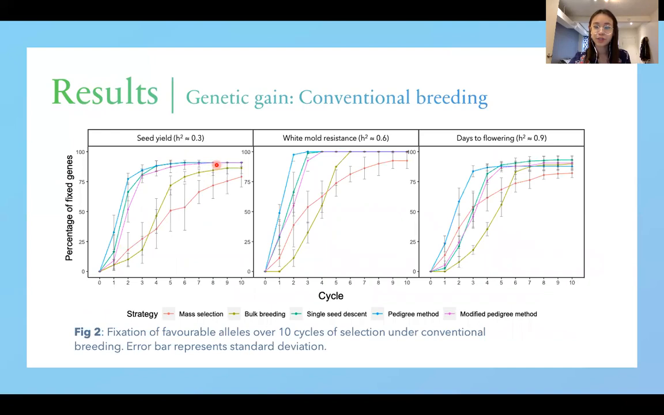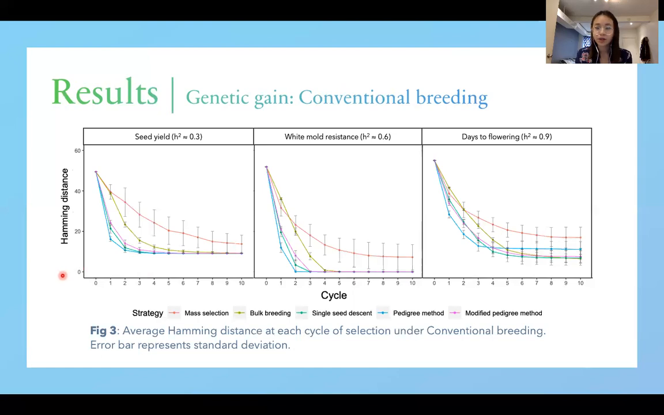So this figure is showing the allele fixation rate for the different traits. And we can see that single seed descent, pedigree method, and the modified pedigree method led to the greatest percentage of fixed genes. In the case of white mold resistance, we see that bulk breeding also led to the same amount of fixed alleles. And across all the traits, mass selection had the poorest performance.